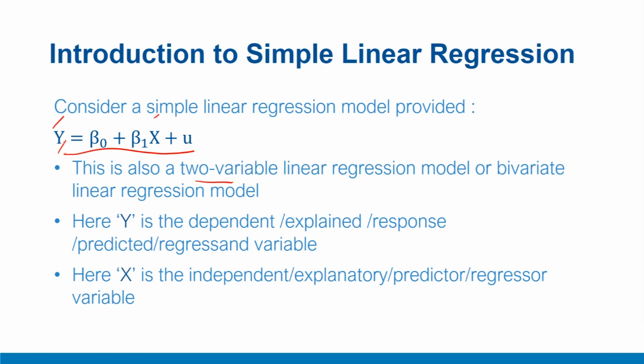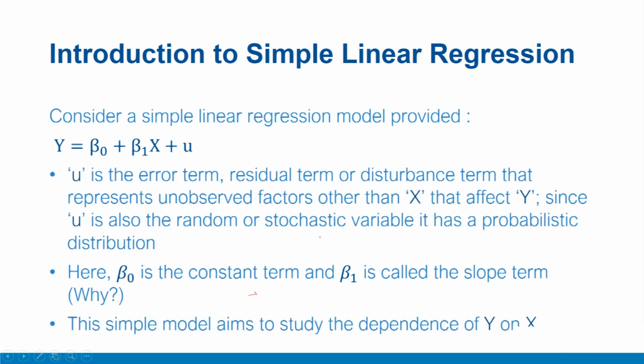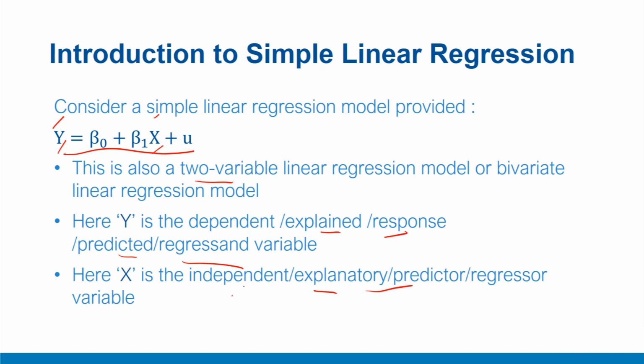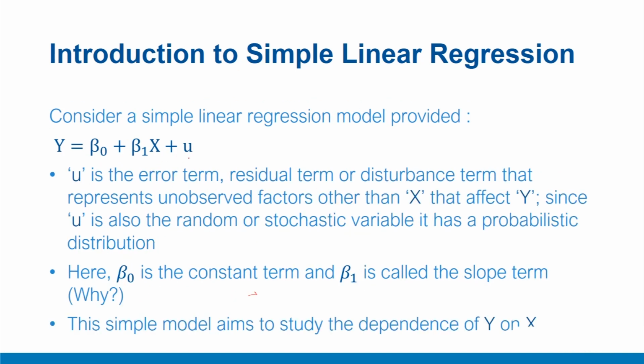Y here is the dependent variable, or explained, or response, or predicted, or regressand variable, while x here is the independent, explanatory, predictor, or regressor variable. Notice there is an error term, also called mu, which is the error term or residual term or disturbance term. This mu represents the aggregation of those factors that are not explained by the model.